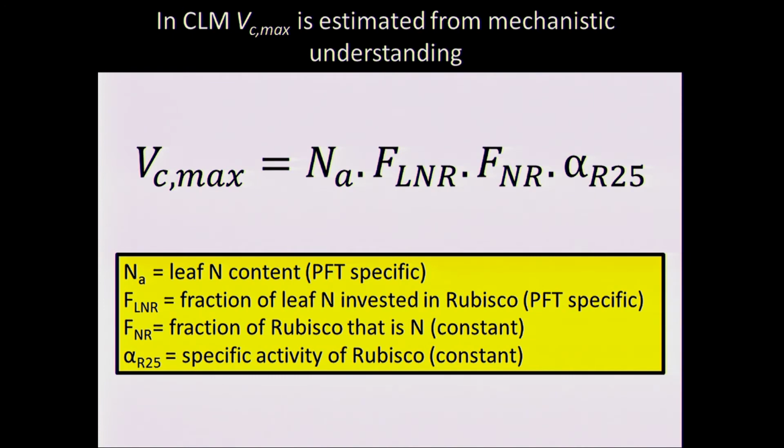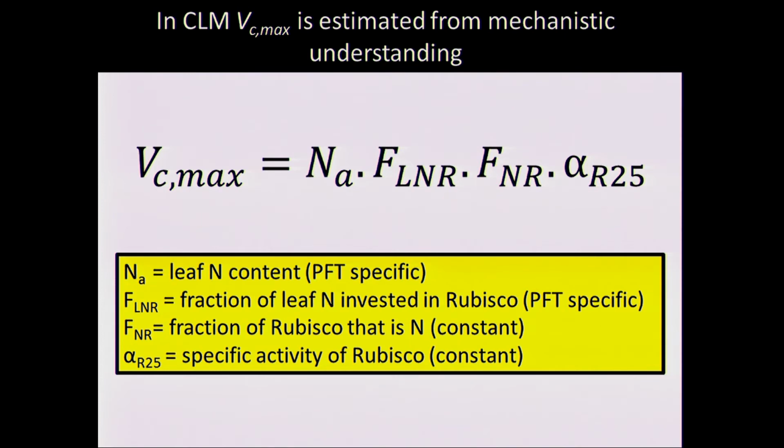So as part of the project, we're kind of focused on the US model, the Community Land Model. And so I wanted to have a look at how they represent Vcmax and how they determine it. And this is the equation they use. So we've got Vcmax equals leaf area multiplied by this fraction of leaf nitrogen invested in Rubisco, multiplied by this other number, which is how much nitrogen is actually in the Rubisco protein itself, and then multiplied by a constant, alpha R25, which is the specific activity of Rubisco. These two are assumed in the model to be global constants, and these two would be assumed to vary by plant functional type.